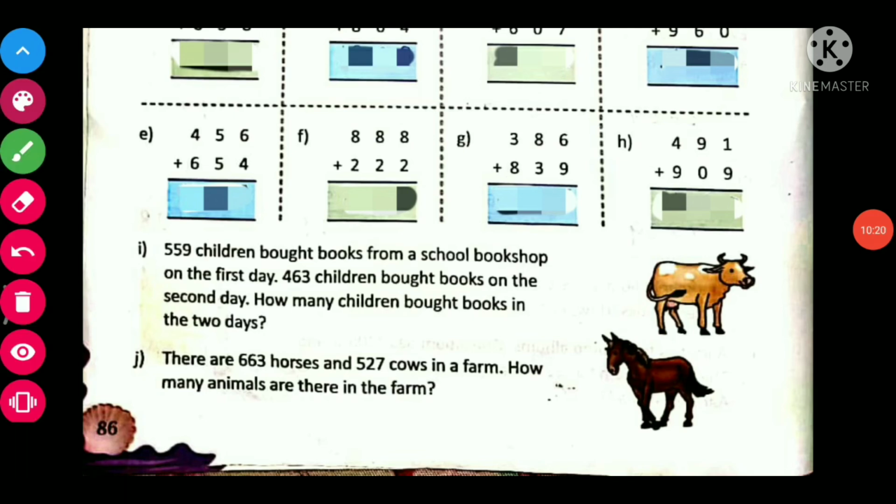Okay, now see the next one. J. There are 663 horses and 527 cows in a farm. How many animals are there in a farm? So this much of horses are there and this much of cows are there, right? So total how many animals are there? So what we will do here? We'll do addition, right? So we'll add these two numbers and let's see what will be the answer.